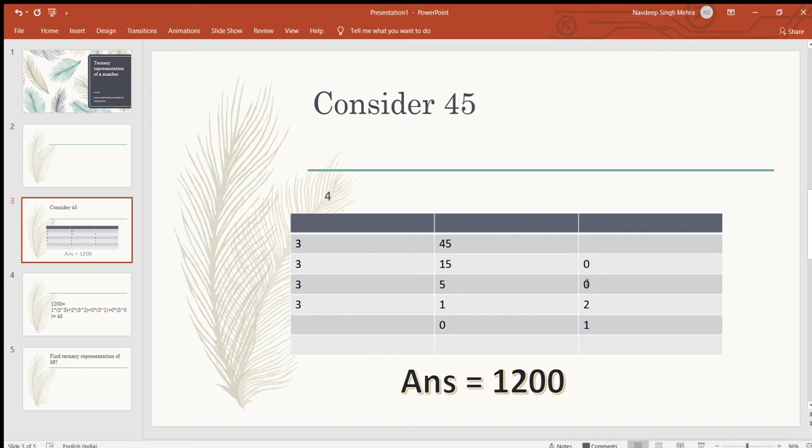Now we will write these remainders from bottom to top. So these remainders from bottom to top are 1, 2, 0, 0. So this is the ternary representation of 45. This is 1, 2, 0, 0.